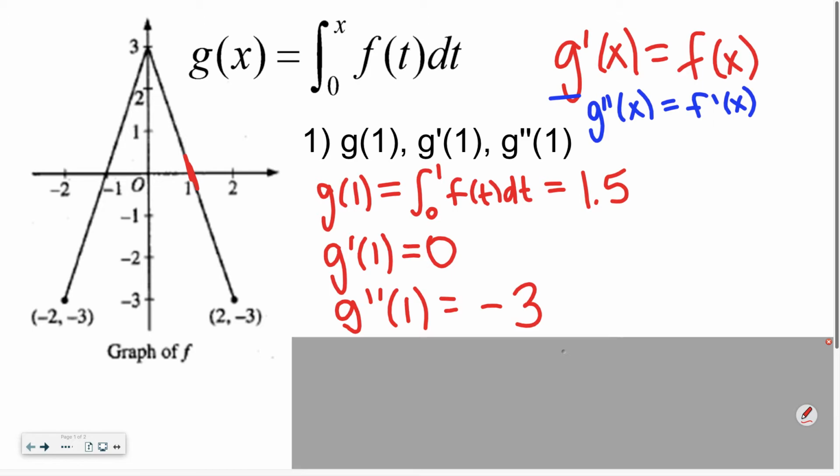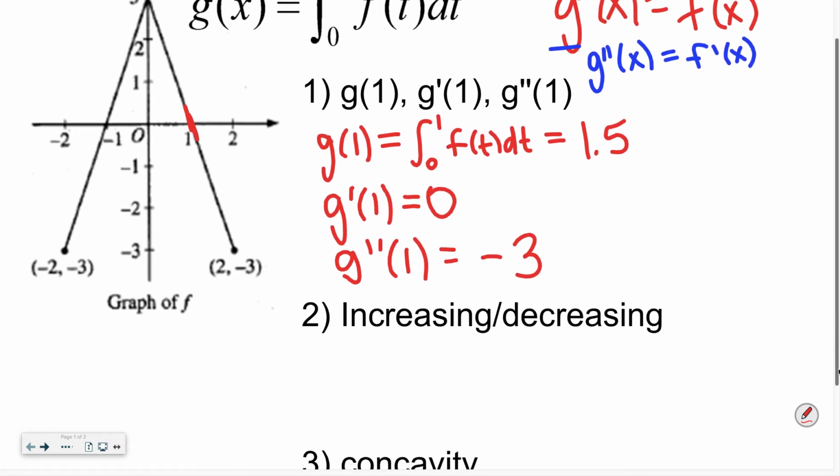Let's process again why we picked out the slope. This is the graph of our derivative. So our second derivative is the derivative of the derivative. So I picked out the slope of the derivative. Are you with me? Semester 1's just coming back full force, isn't it?